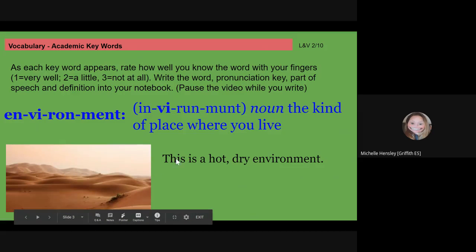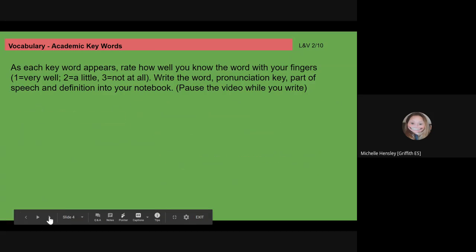The picture is, this is a hot, dry environment. That's one of our words from yesterday, desert, right? It's a hot, dry environment with few plants. That would be a desert. If you need a little more time for the word environment, go ahead and pause the video. We're going to move on.